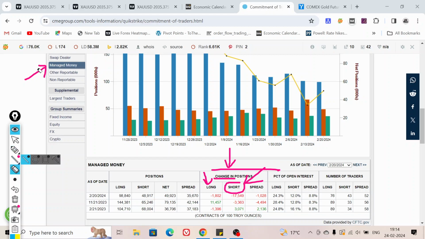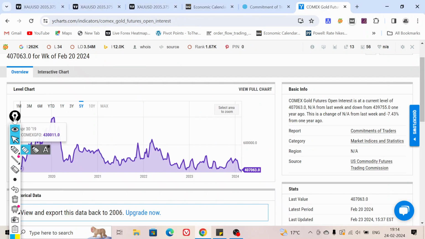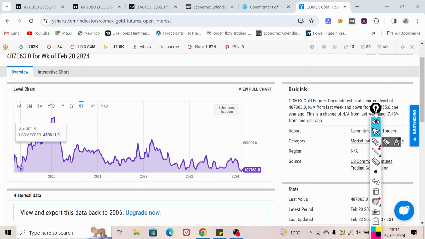But the most important thing from the gold futures chart is the open interest data. We already discussed this data in previous prediction videos. You can see the open interest number is falling to a very low level. If you check the 5-year period, you can see this is at a very low or critical low level.